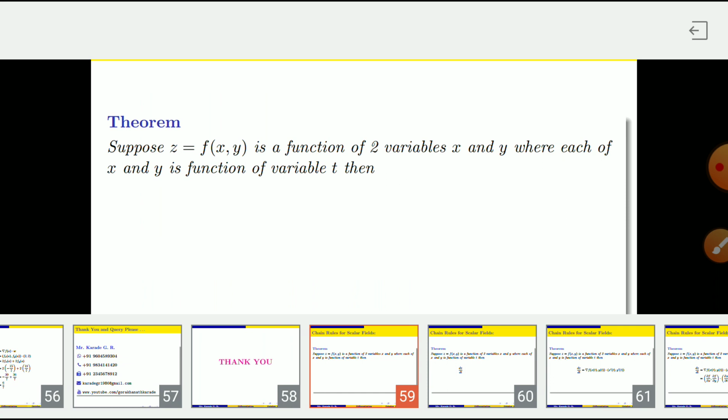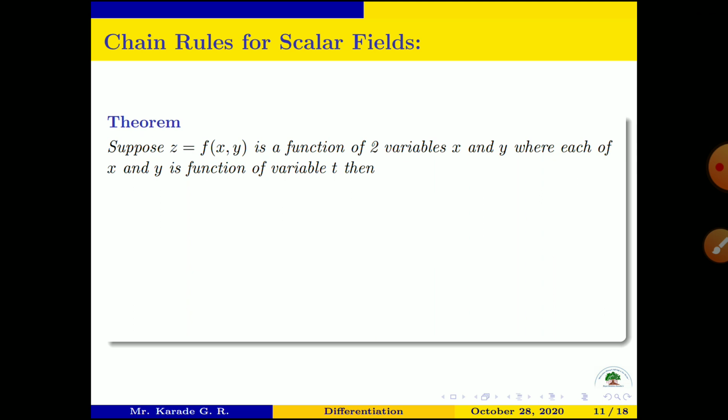So first of all we have the chain rule for scalar field. So what is that chain rule? We will see here. Chain rule for differentiation. Suppose z is equal to f of x comma y, means z is a function of two variables x and y, where each of x and y is a function of variable t. Then, what is given to you here?